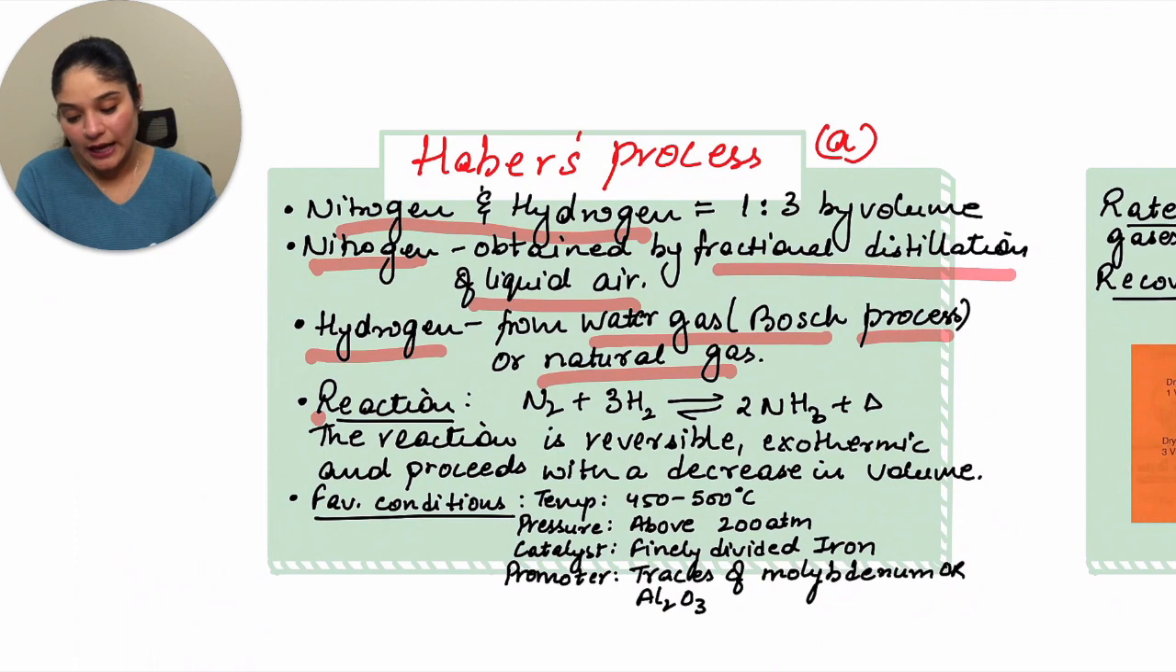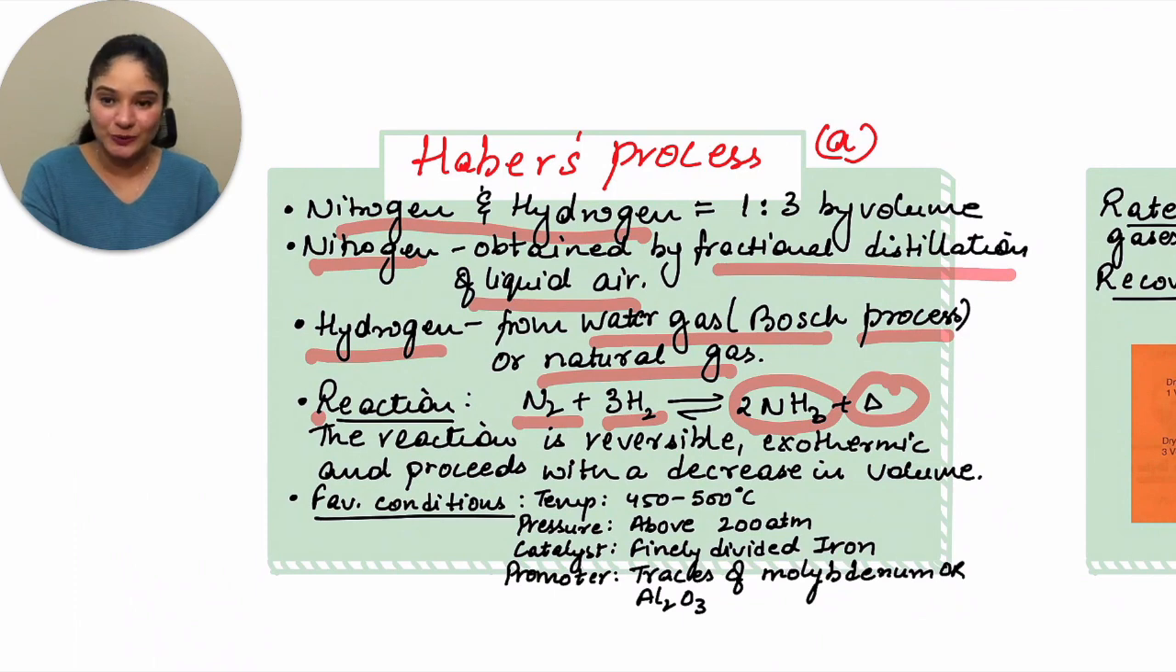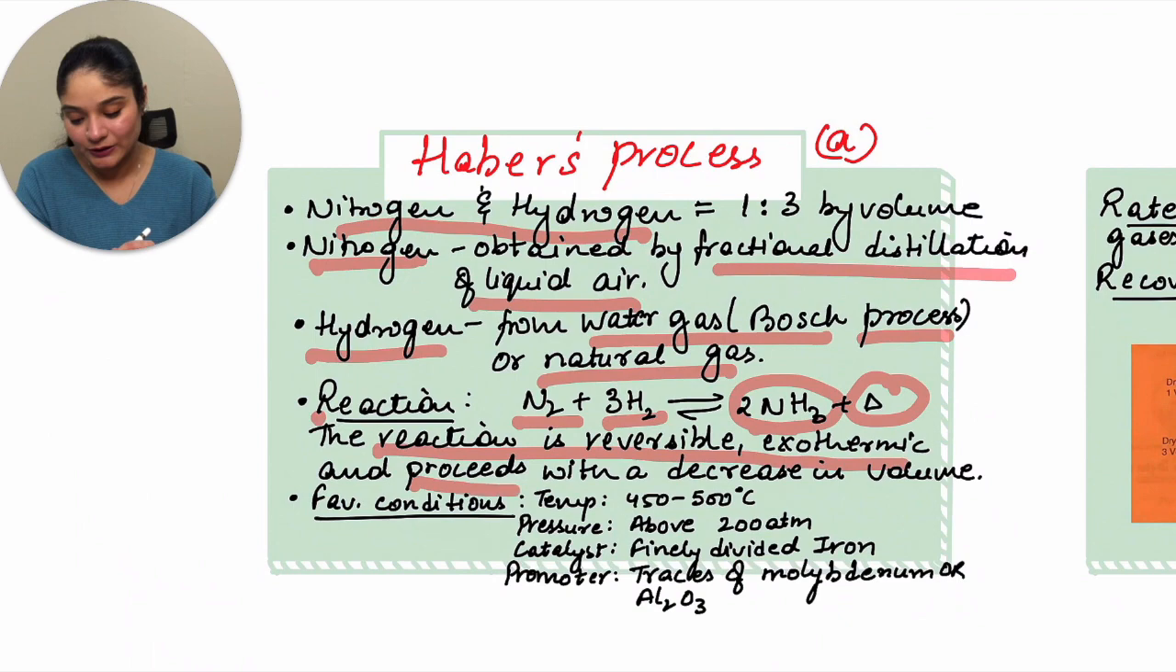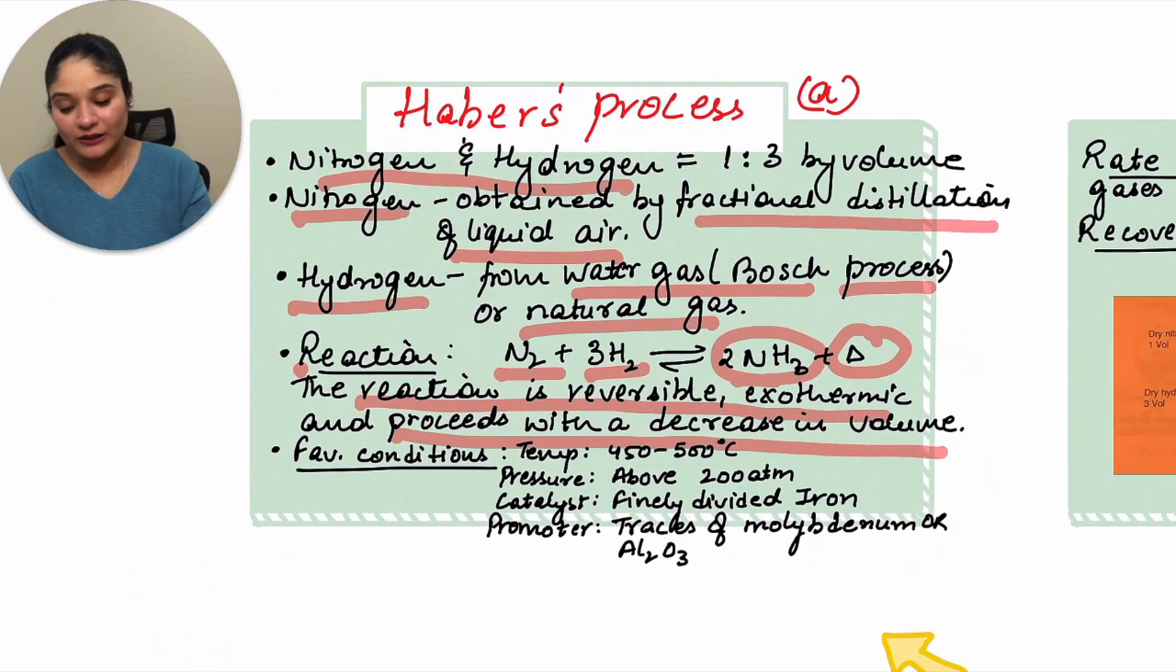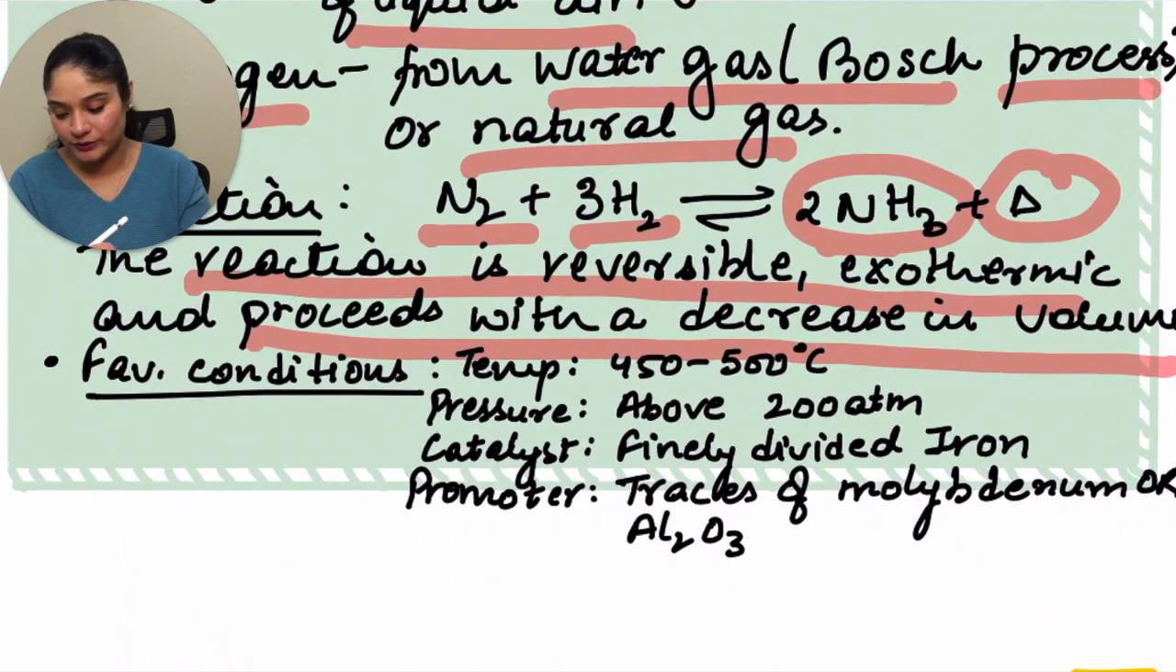What is the reaction? Nitrogen combining with hydrogen giving you ammonia plus heat. This means it's an exothermic reaction. So the reaction is reversible, exothermic, and proceeds with a decrease in volume. Okay. What are the favorable conditions? Very important, students, mark this important.